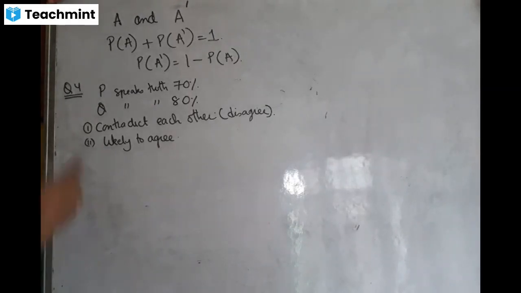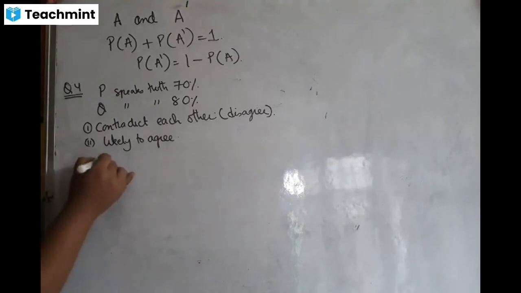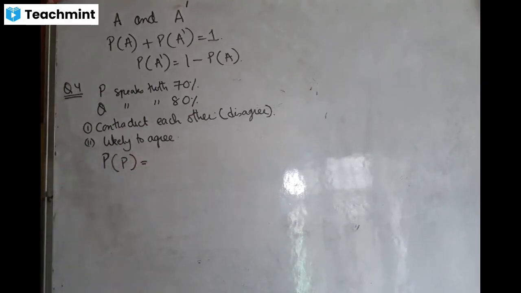What is the probability that P speaks truth? Can you please repeat the question? Okay, sister. P speaks truth in 70% of the cases. That is what I've written. P speaks truth in 70% of the cases, and Q in 80% of the cases. In what percent of cases are, number 1, they likely to contradict each other, and number 2, likely to agree.